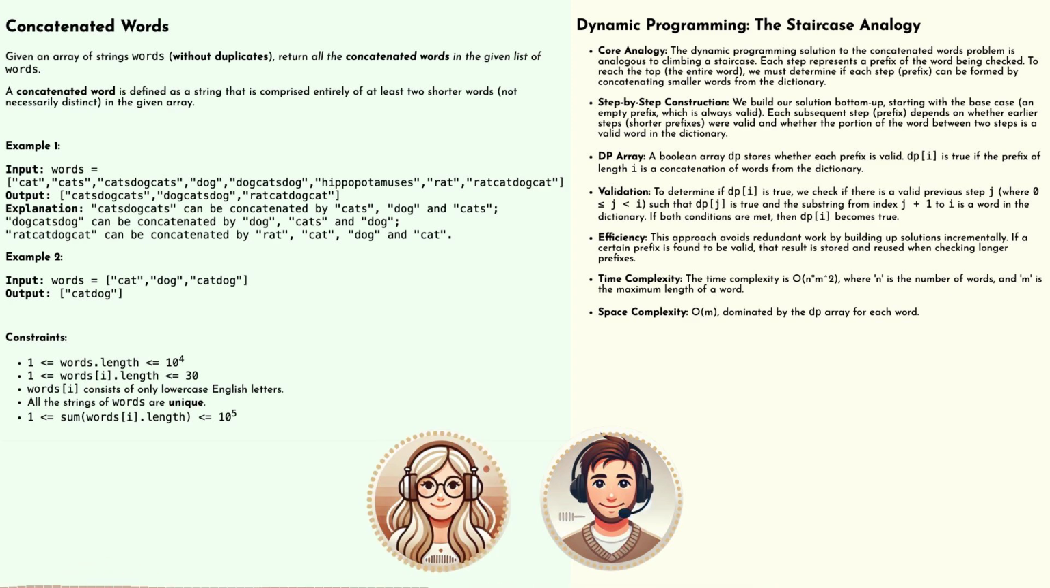That's where the dynamic part comes in. We can use an array, often called DP, and each element in that array tells us if we can get to that step. So like, if DP[5] is true, that means we can build the first 5 letters of the word from our dictionary. Exactly. It's like a checklist to keep track of which prefixes we can build. Got it. Okay, that's cool. Right. But how do we actually build this array? How do we fill it in?